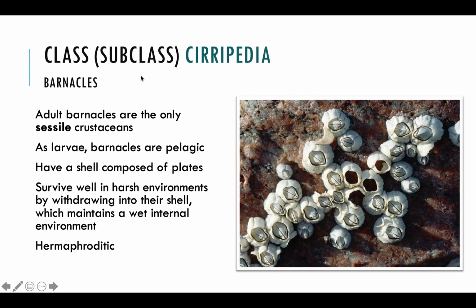The next class, which is technically a subclass, but don't worry about that, is class Cirripedia. These are the barnacles. You'll see these a lot around Wilmington. Adult barnacles are the only sessile crustaceans. Everything else is free moving. So sessile, these guys rest on some sort of structure. As larvae, the barnacles are pelagic, and they have a shell composed of plates. They survive very well in harsh environments by withdrawing into their shell. And these organisms, as I mentioned before, are hermaphroditic. Everybody else is sexual, or everybody else is dioecious, right?